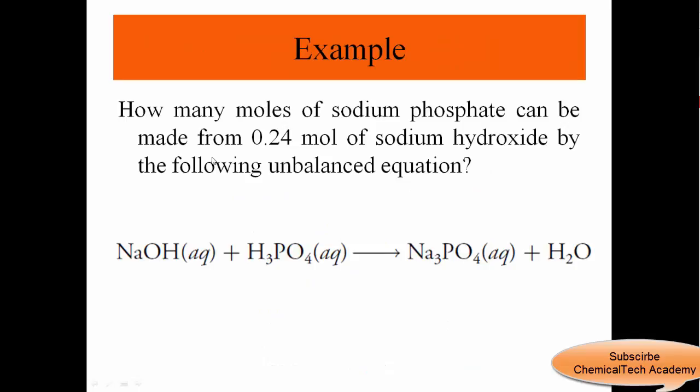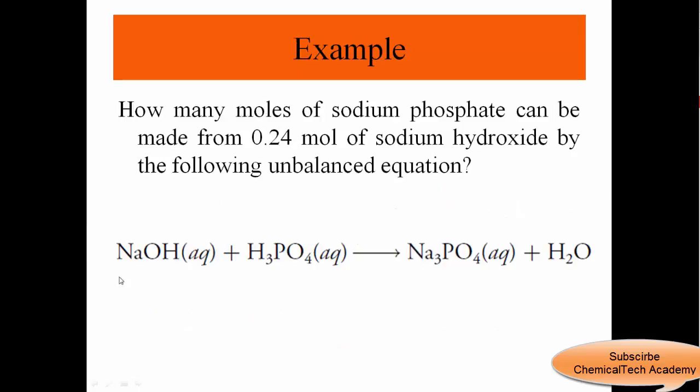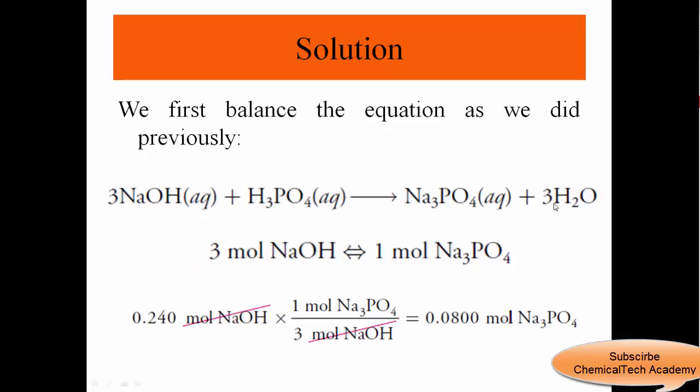Let's have an example. How many moles of sodium phosphate can be made from 0.24 moles of sodium hydroxide by the following unbalanced equation? Here we have sodium hydroxide plus phosphoric acid. It's going to give us sodium phosphate plus water. First of all, we need to balance it. If we balance it, we can say here we have 3 sodium. We put 3 here. P and P is equal, so it's already balanced. And here we have hydrogen, 3 here plus 3 here, 6, and here we must have 3. So we have 3 NaOH plus H3PO4 is going to give us Na3PO4 plus 3 waters.